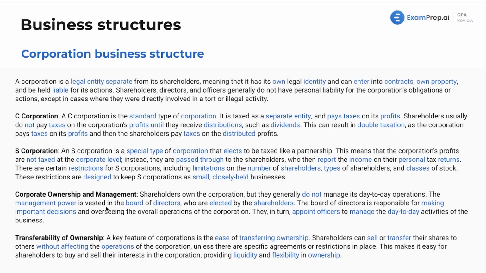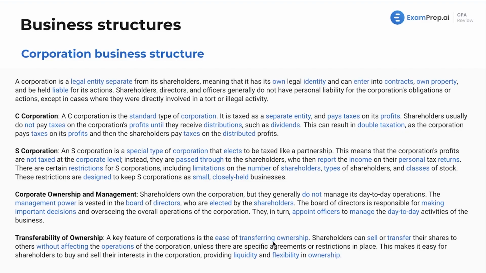The management power is vested in the board of directors, who are elected by the shareholders. The board of directors is responsible for making important decisions and overseeing the overall operations of the corporation. They, in turn, appoint officers to manage the day-to-day activities of the business, kind of like an indirect democracy, where we elect officials and then they make decisions for the government, whereas we don't make the individual decisions. Transferability of ownership. A key feature of corporations is the ease of transferring ownership.